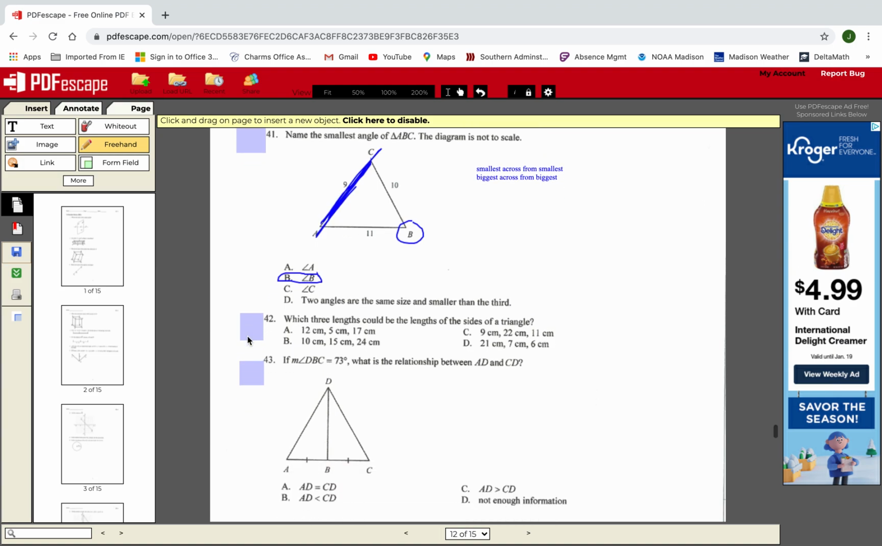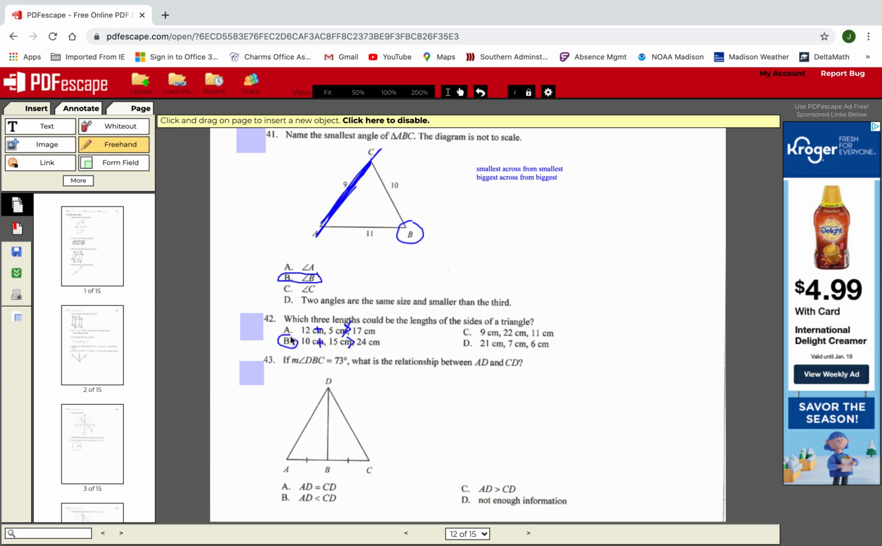On 42, it wants to know which 3 lengths could be lengths of the sides of a triangle. In order for them to be sides of the triangle, the 2 smallest must add up to bigger than the longest. So here we're adding the 2 smallest numbers together and seeing if it's more than the third. On A, 12 plus 5 equals 17, not bigger than 17. So we know that that one won't work. Okay. On B, 10 plus 15 is 25. 25 is greater than 24. So we know that B works, but just for good measure, I'm going to look at C and D also.